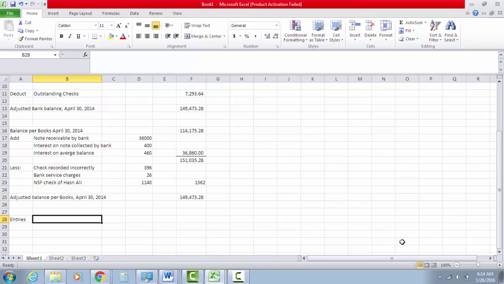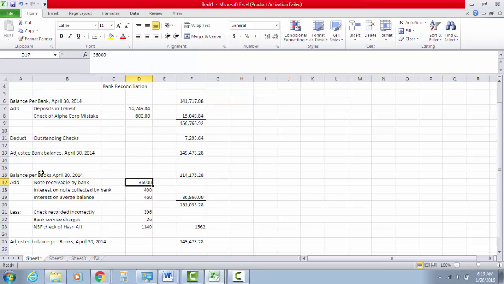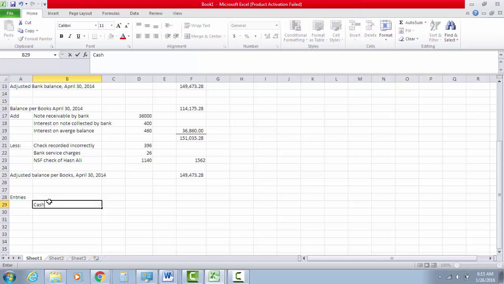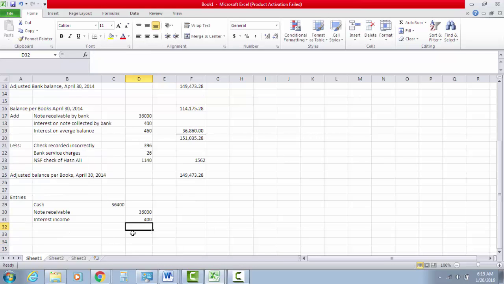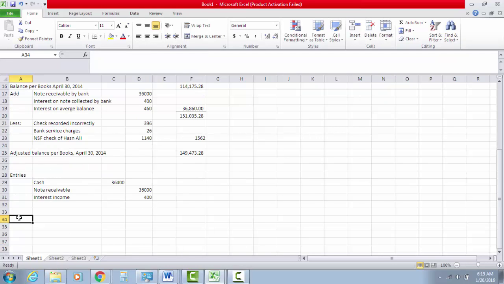So then we need to take a look at the second part of this. I will discuss the exam very soon, but let's take a look at the entries. The first entry you need to make would be to record the note receivable that you received. So the entry is cash, a total of $36,000 for the note plus the interest of $400 received. That's the total cash. Then you would credit note receivable and interest income. So you credit the note receivable for the $36,000 and the interest income for the $400.